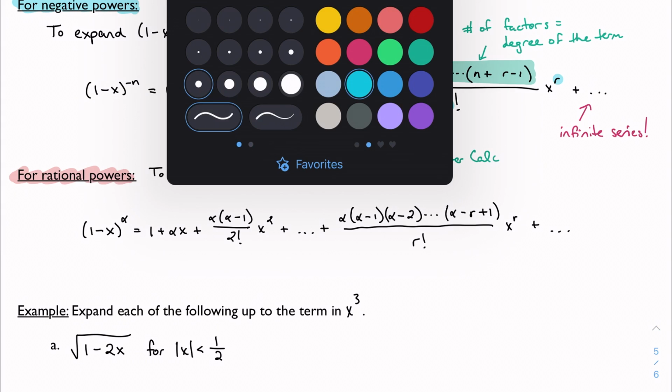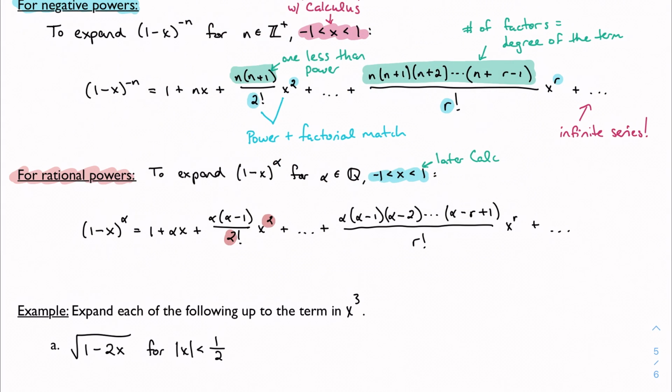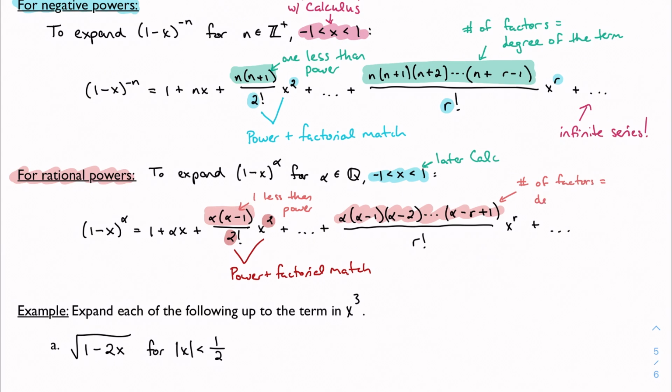I should still notice, I'll still use the colors differently here, that the power and the factorial match. And I probably still notice that the number of factors I have is the degree of the term. And I also notice that I have this whole 1 less than the power thing going on, right? If I'm on x squared, I'm going up to alpha minus 1. So I have the whole 1 less than the power again. Over here, again, the number of the factors matches the degree of the term. That's true everywhere, I just needed a space to write it.